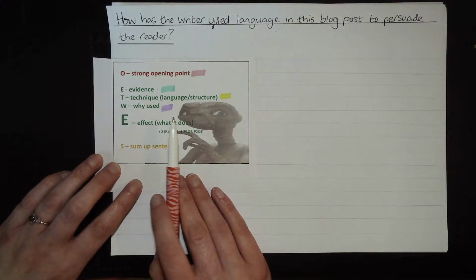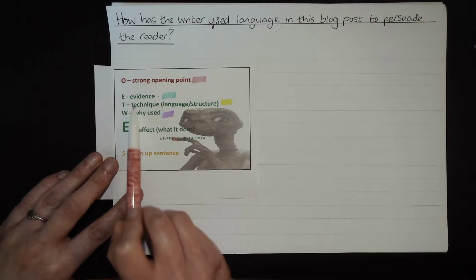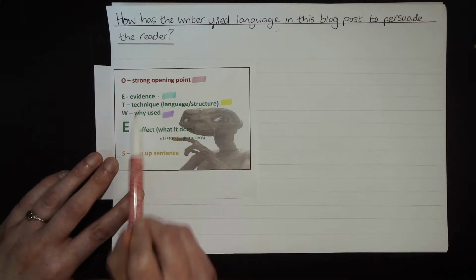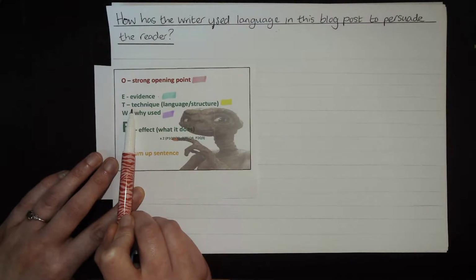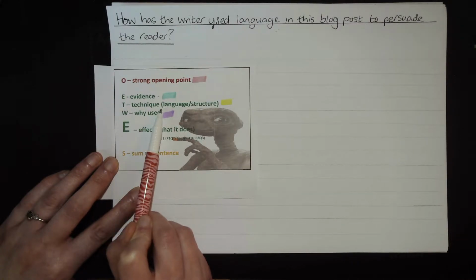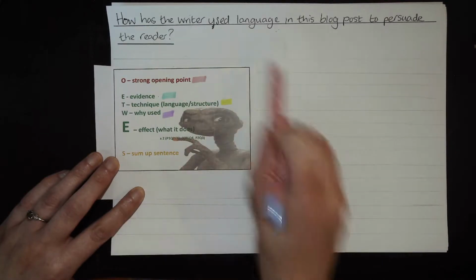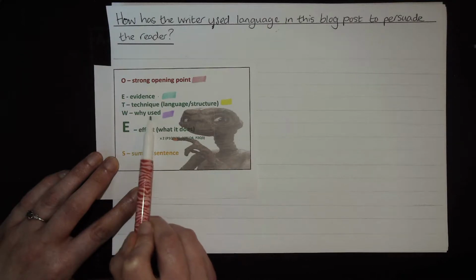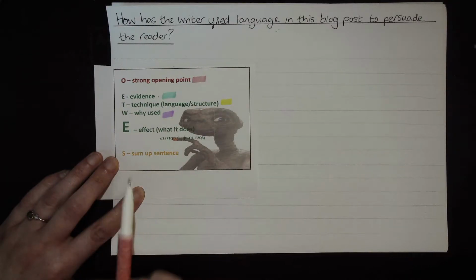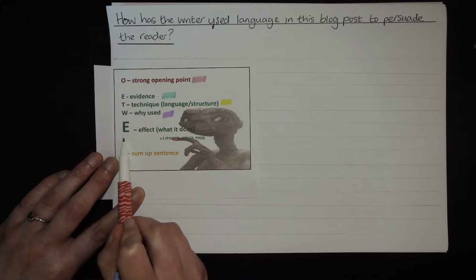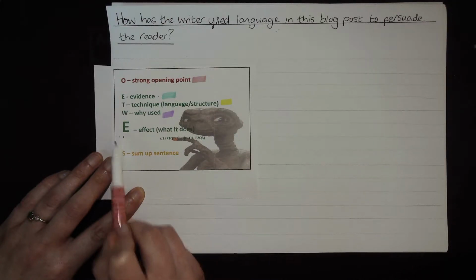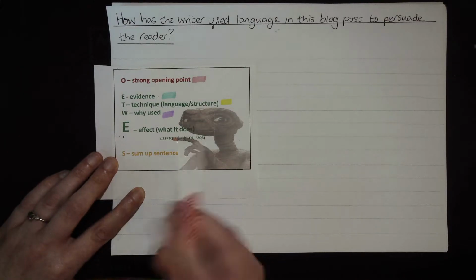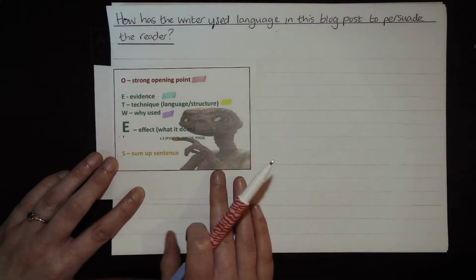We then need to get onto our actual analysis. So we'll need to pick out a piece of evidence from the text that demonstrates our point. Then we need to identify a technique that's been used. So in this case, it will be a language technique because we're being asked about language. Then we need to write why we think the writer has used that technique. And then finally in our paragraph, we will need to write about the effect, so what it does to the reader. What does it make the reader think or feel or imagine or believe? There's a whole host of words that we could use there.